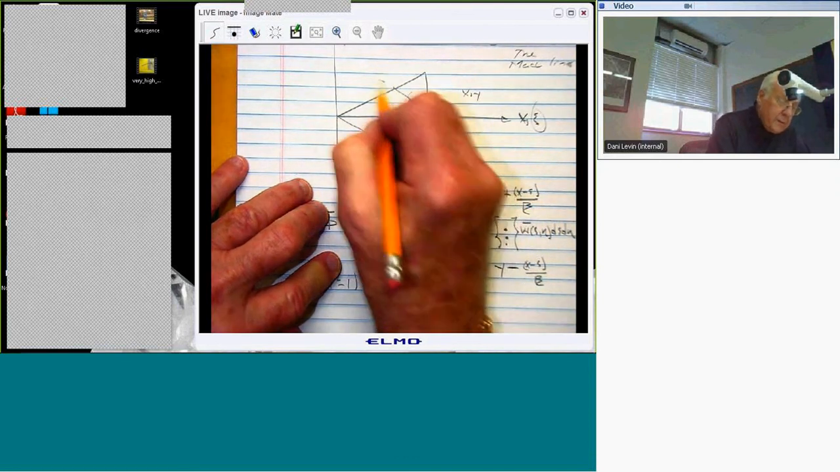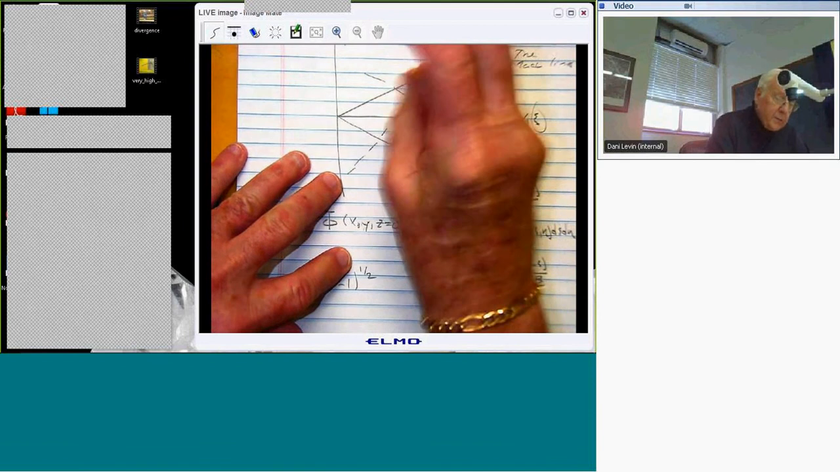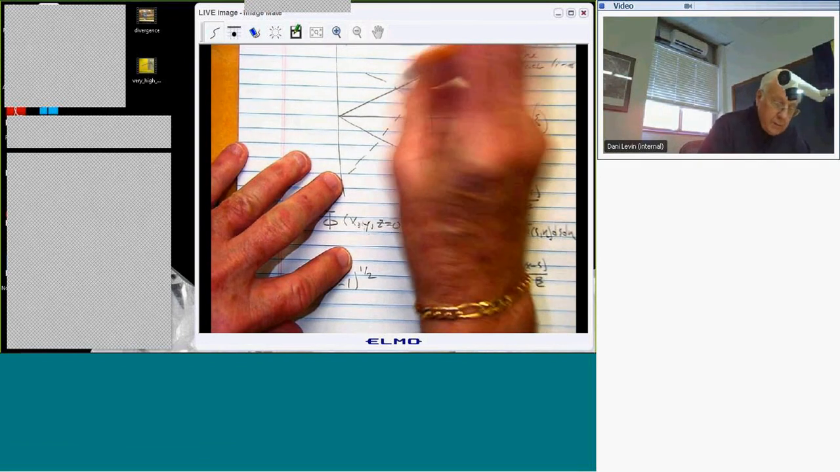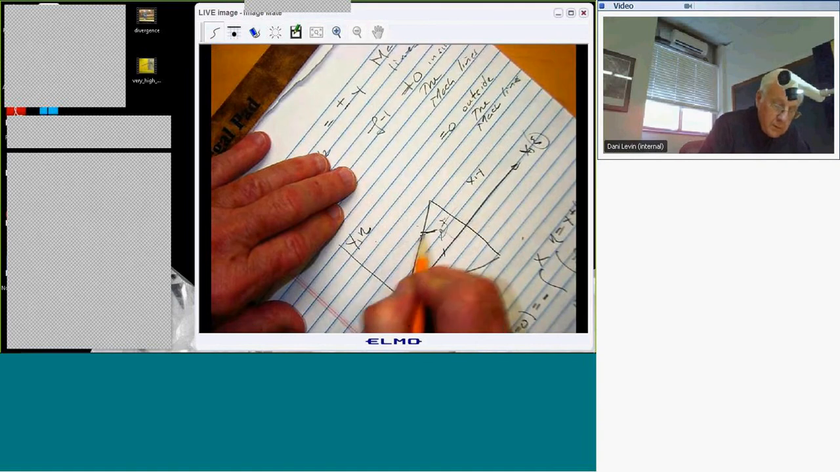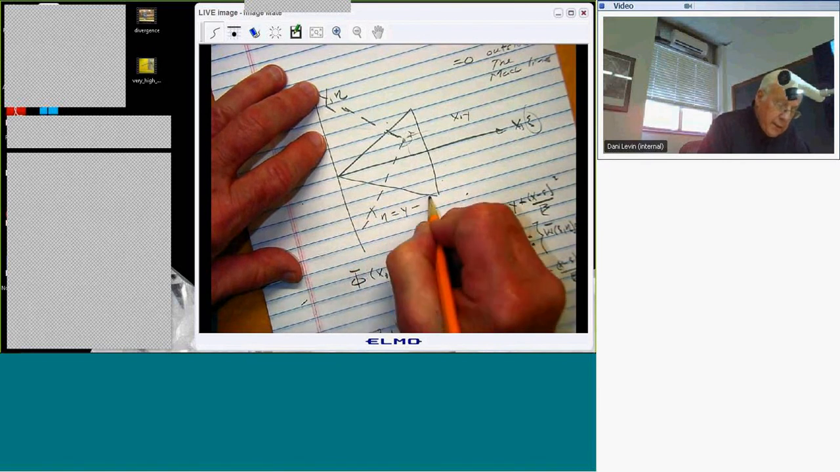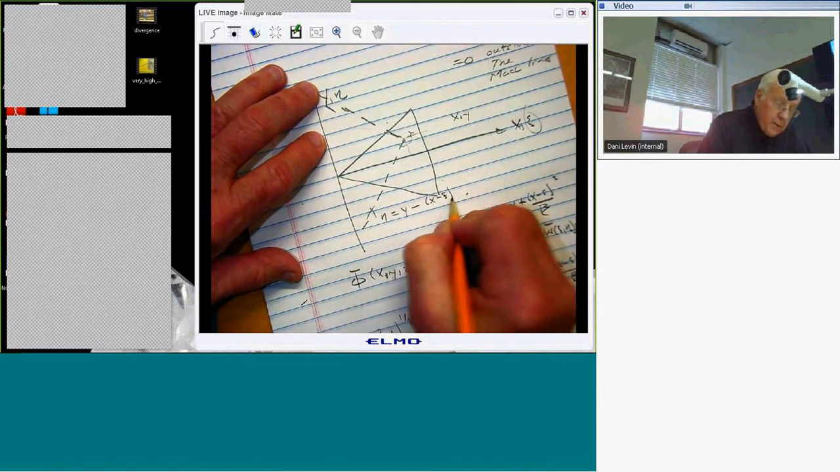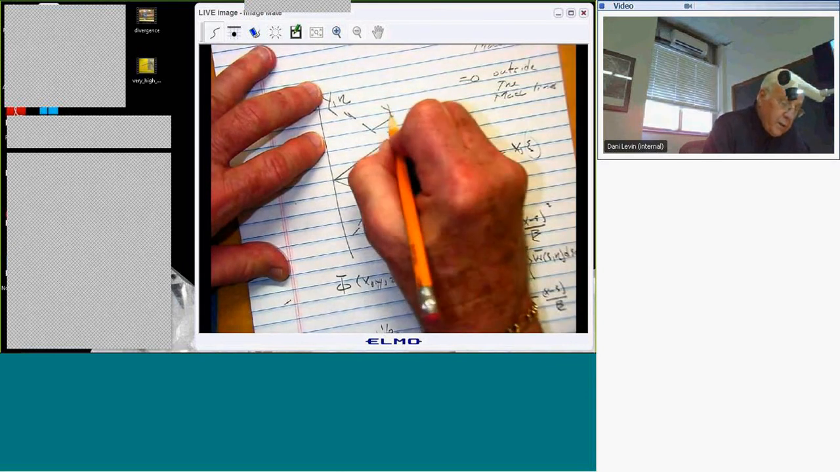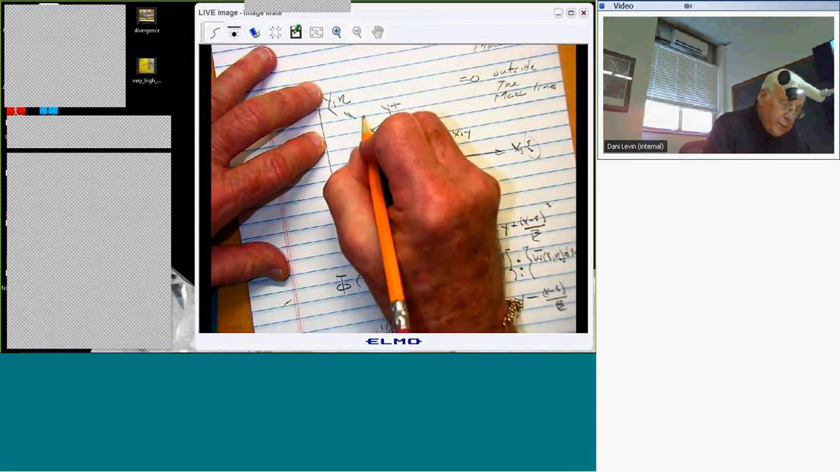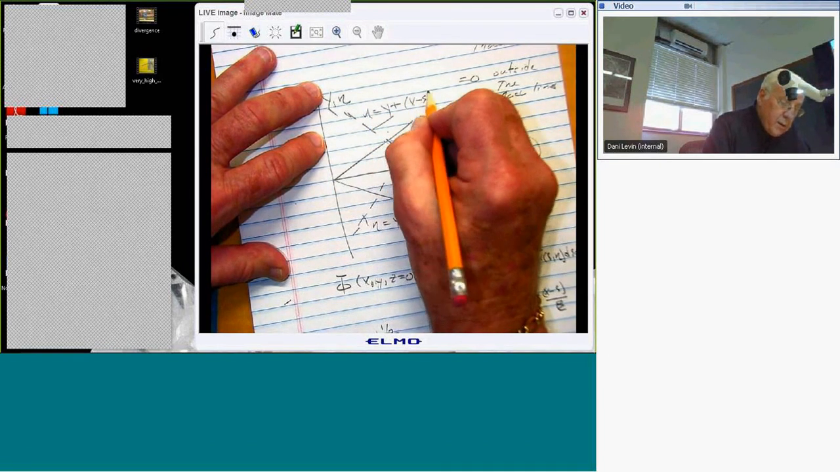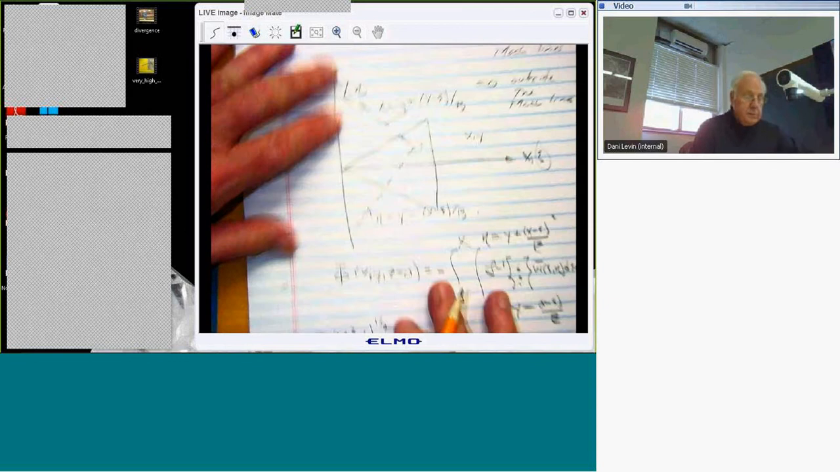So this is eta equals y minus x minus xi over beta. And this is eta equals y plus x minus xi over beta. Okay?